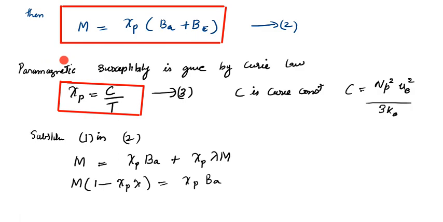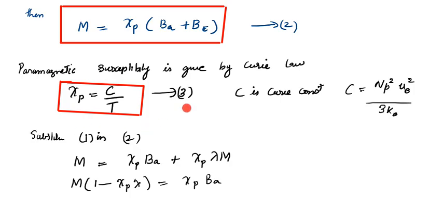The paramagnetic susceptibility chi P obeys Curie's law. We formulated this in the quantum theory of paramagnetism. Chi P equals C by T, where C is Curie's constant and its value was also found to be N p squared mu B squared by 3 kB, where p is the effective number of magneton.